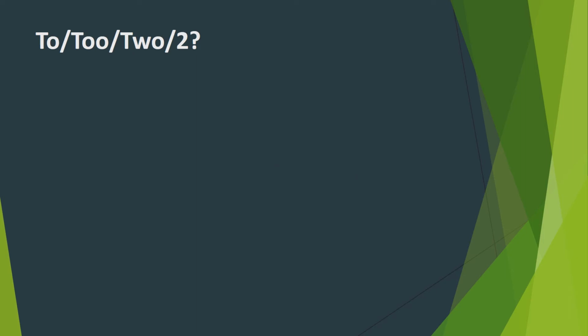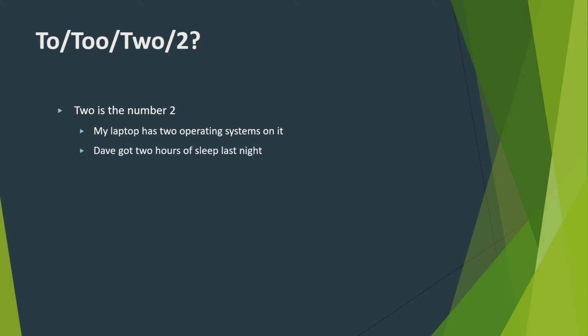So number two, a lot of twos. So let's deal with these ones here. Two, of course, is the number two, T-W-O. That's how you spell the number two. My laptop has 2 operating systems on it. Dave got 2 hours of sleep last night.